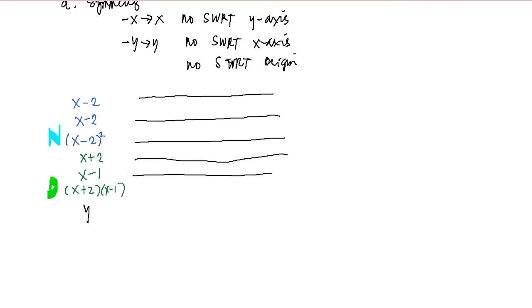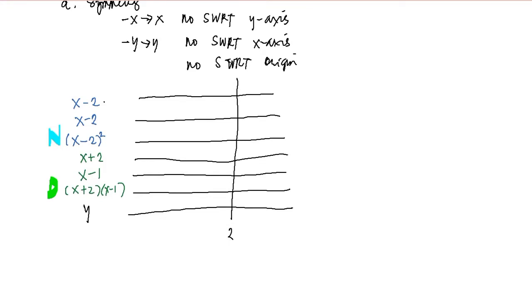Kahit nung nag-aaral ako, iba-iba yung kulay ng ballpen ko para ma-distinguish ko ito at hindi ako malito. Kasi pag marami na masyado yung mga factors natin, nakakalito na siya kung sino ba yung nasa numerator at sino yung nasa denominator. Okay? So for this, we have here the x minus 2, that would be 0 at x is equal to positive 2.